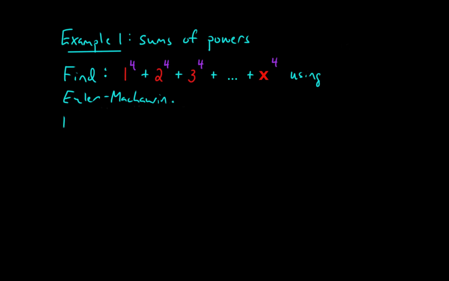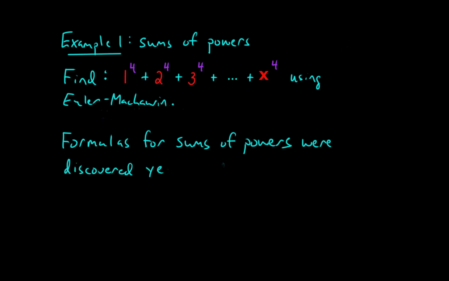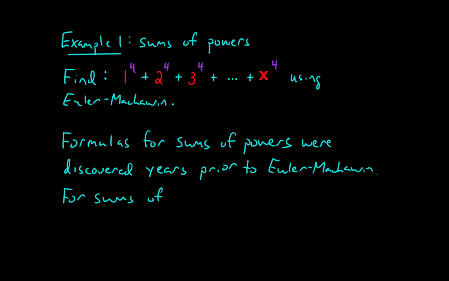So we'll let f of x equal x to the 4th. And we're going to plug that in for f of x into the Euler-Maclaurin summation formula. Now I want to stress that formulas for the sums of powers were discovered years prior to Euler and Maclaurin discovering their much more general summation formula. These sums were compiled and published by a mathematician named Faulhaber, and it was actually Bernoulli who then took them and wrote them in the following form.